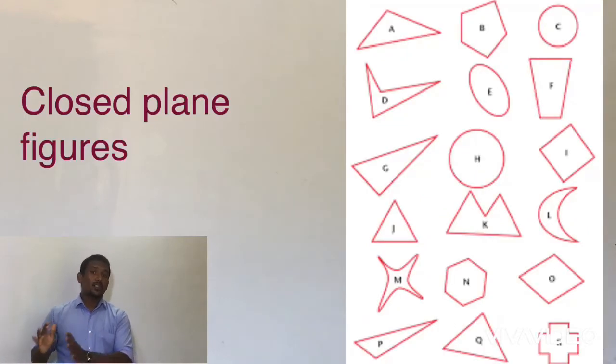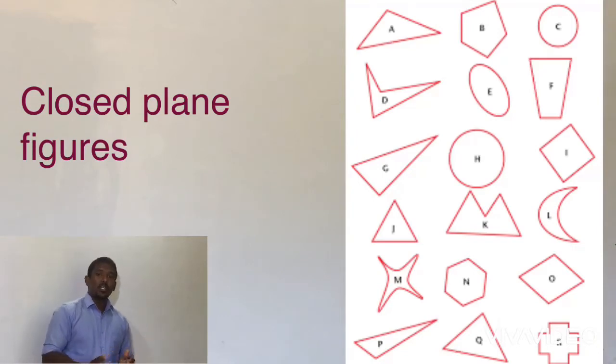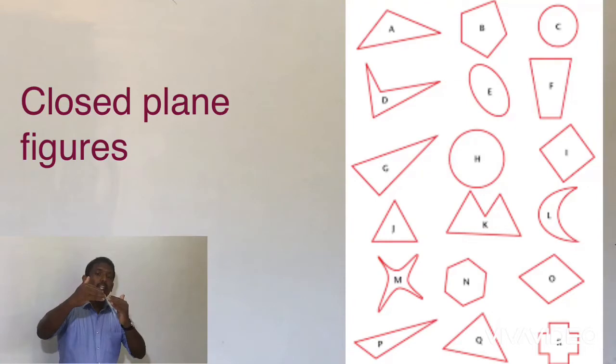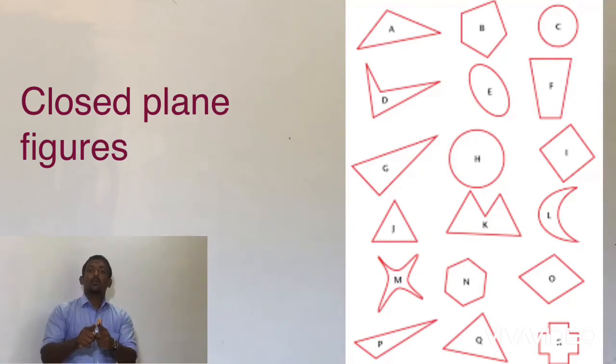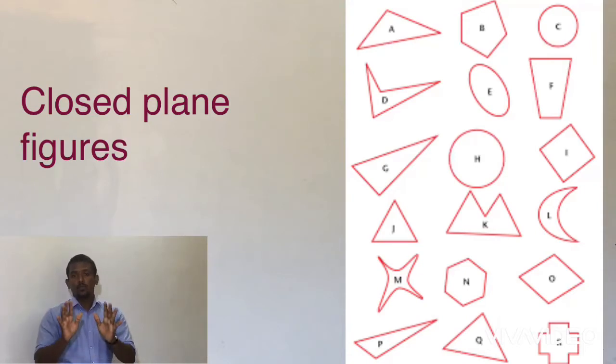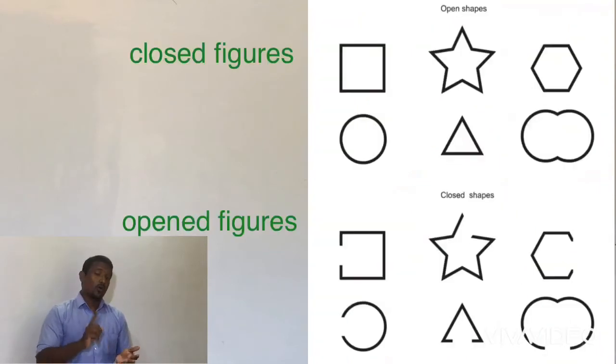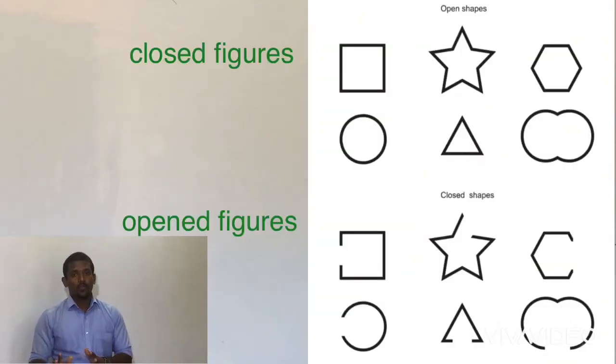The other part is closed plane figures. Now examine the examples on the screen. You can see the two lines meet together. So it is a closed figure. So basically there are two parts of the plane figures. One is open plane figures, the other one is closed plane figures.